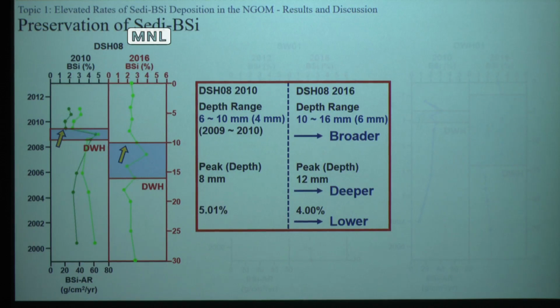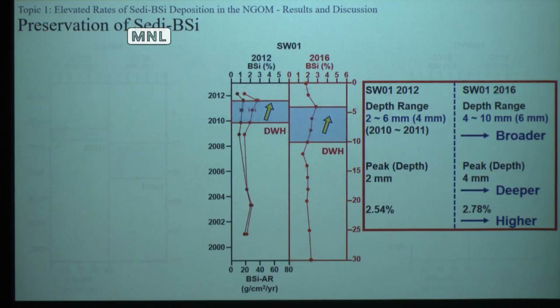So in the case of the DSH-08, the Deepwater Horizon oil spill influenced layer was found at 6 to 10 millimeter in the 2010 core and 10 to 16 millimeter in the 2016 core. So the Deepwater Horizon oil spill influenced layer became broader in 2016. The depth of the peak became deeper in the 2016 core, and the value of the peak became a little lower in 2016, but it's still similar.